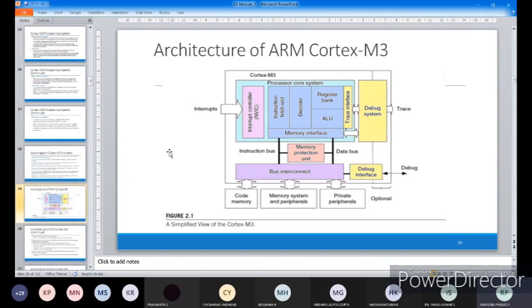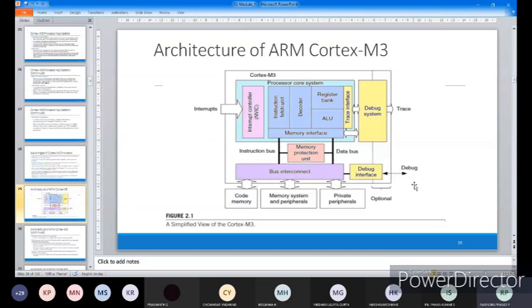So they have included interrupts, an instruction fetch unit, a decoder, a register bank, a trace interface, a memory interface, and a debug system. This complete light blue color that you are observing, they are calling it the processor core system. Then we have a memory protection unit, data bus, instruction bus, bus interconnect, debug interface, memory system and peripherals, private peripherals, then options, code memory, then debugging option.